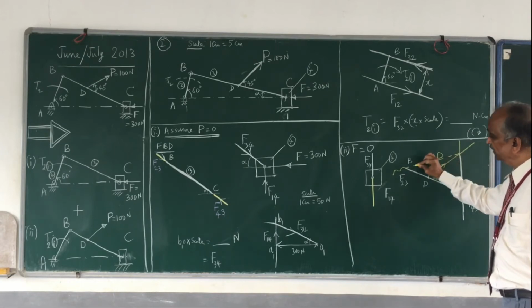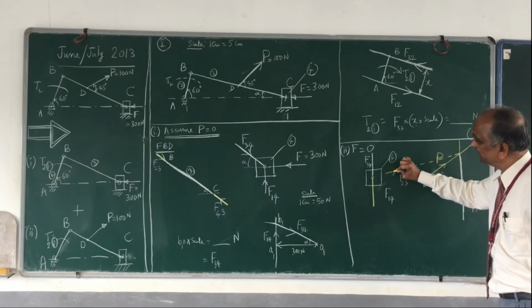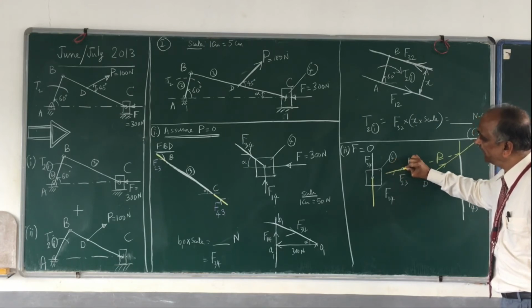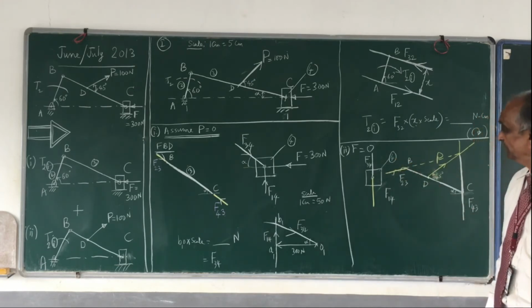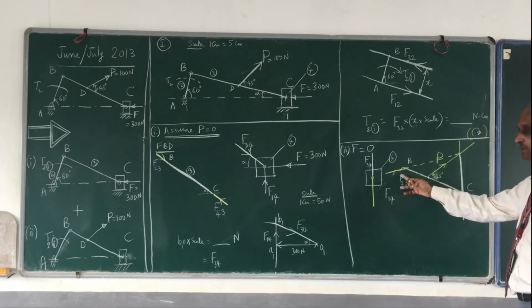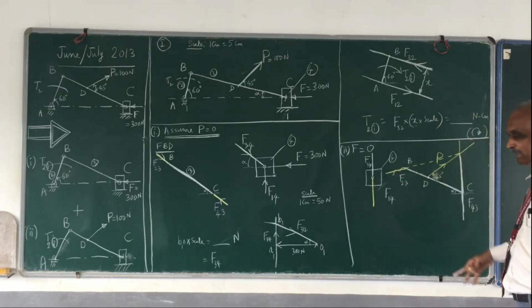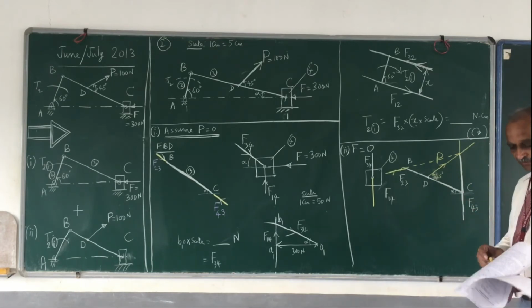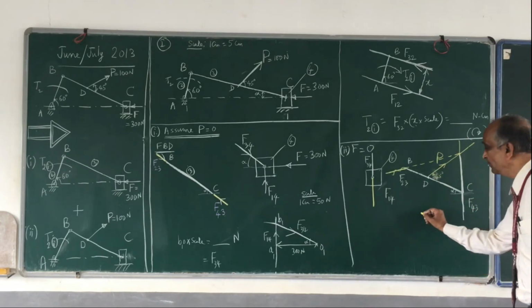What does it indicate? And extend it. It indicates the line of action of F23. Okay? F23 line of action is known. P is known completely. And F43 line of action is known. And therefore, now what do we do?